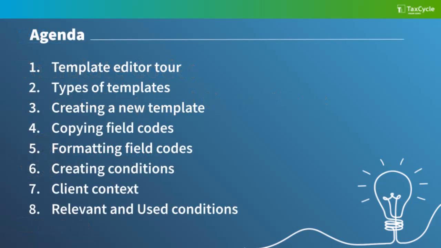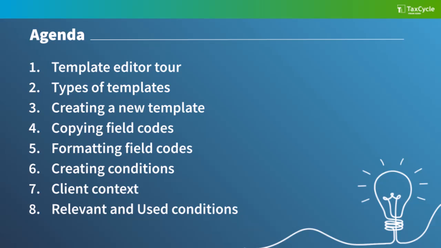So today we are going to cover all of this, hopefully. We're going to do a tour of the template editor, just so you know where you are when I'm moving around the screens. We're going to do a description of all the different types of templates and why you want to use one type versus another. We're going to create an entirely new template from scratch, and this is to show you how I go about it when I have to create a new template. And within that process, I'll show you how to copy field codes, how to format field codes, dates, and numbers, how to create conditions, and then we'll talk a little bit about what's called the client context.